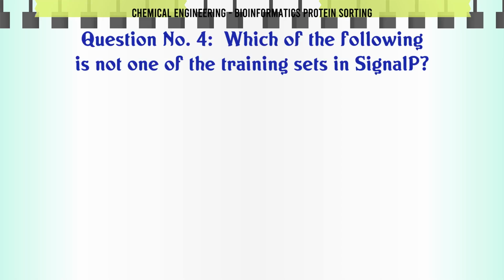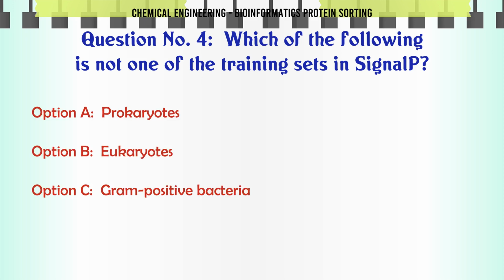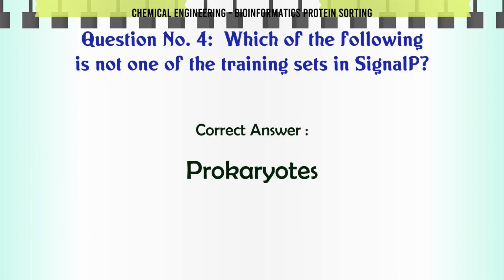Which of the following is not one of the training sets in SignalP? A. Prokaryotes. B. Eukaryotes. C. Gram-positive bacteria. D. Gram-negative bacteria. The correct answer is prokaryotes.